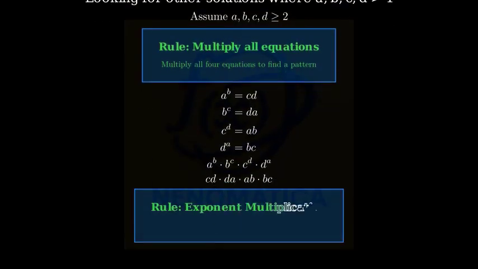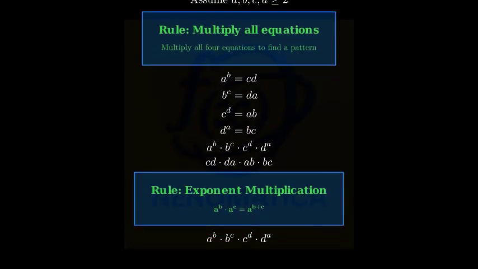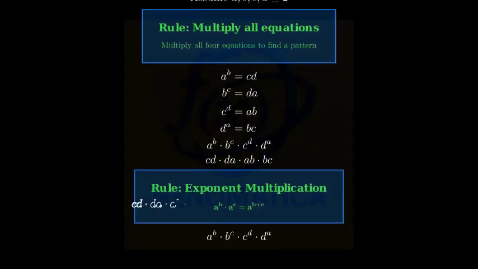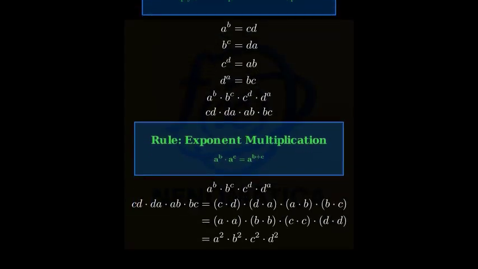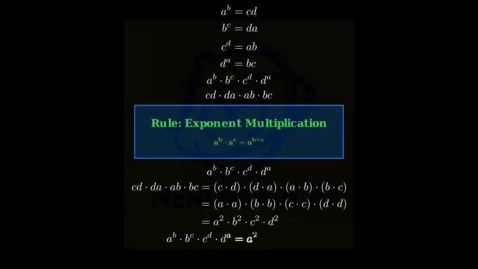Let's simplify the left side. We get A to the power of B times B to the power of C times C to the power of D times D to the power of A. And for the right side, we can rearrange the factors, CD times DA times AB times BC, which simplifies to A squared, B squared, C squared, D squared. So we now have the equation A to the power of B times B to the power of C times C to the power of D times D to the power of A equals A squared, B squared, C squared, D squared.